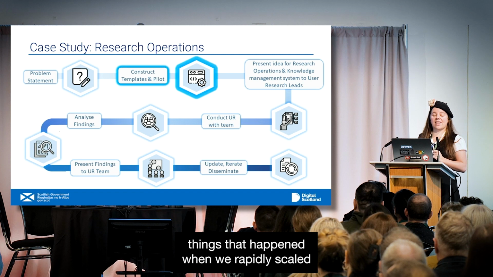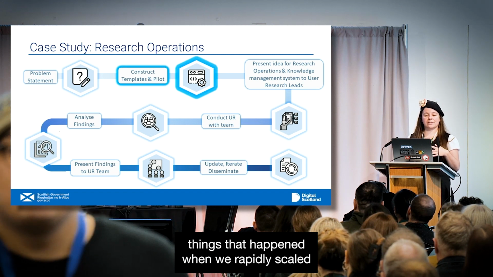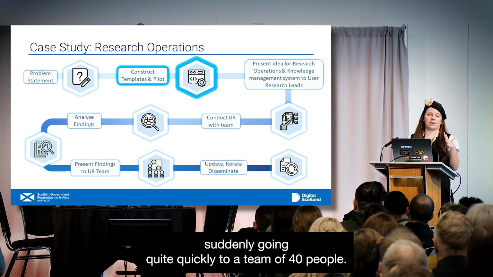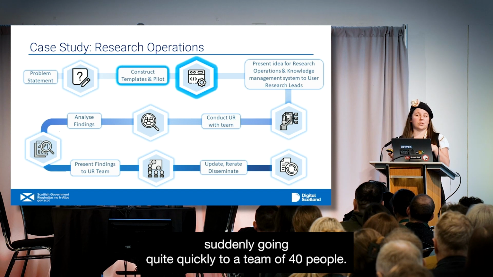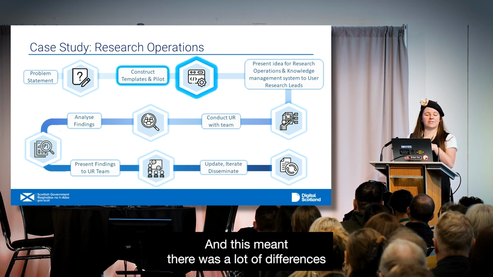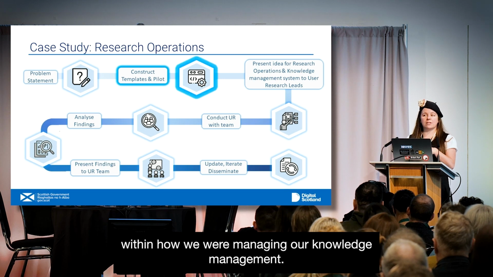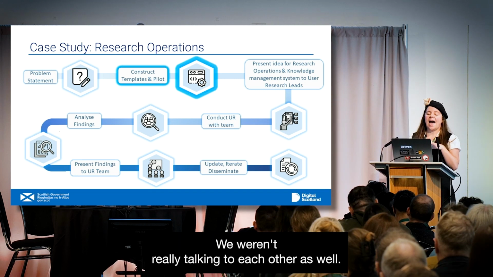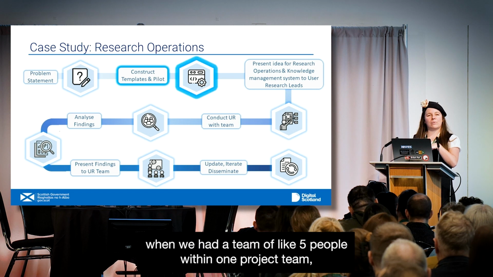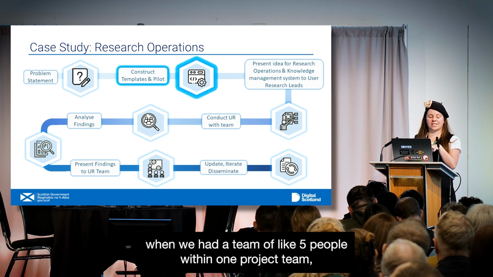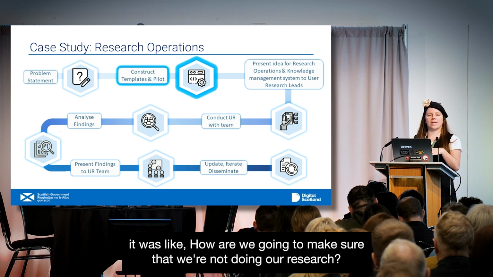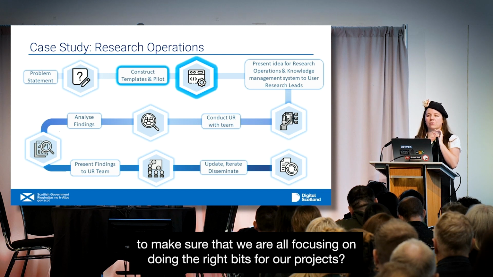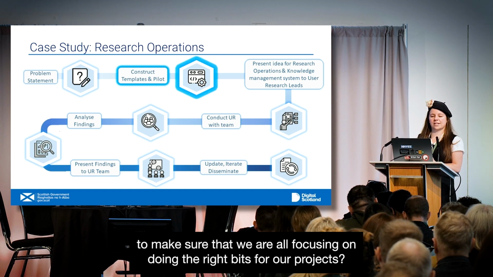One of the first things that happened when we rapidly scaled was that we went quite quickly from 5 user researchers to a team of 40 people. And this meant there were a lot of differences in how we were managing our knowledge. Our teams were a bit siloed across all the projects. We weren't really talking to each other as well. When we had a team of 5 people within one project team, it was how are we going to make sure that we're not doing our research when another team is doing the research? How are we going to make sure that we are all focusing on doing the right bits for our projects?